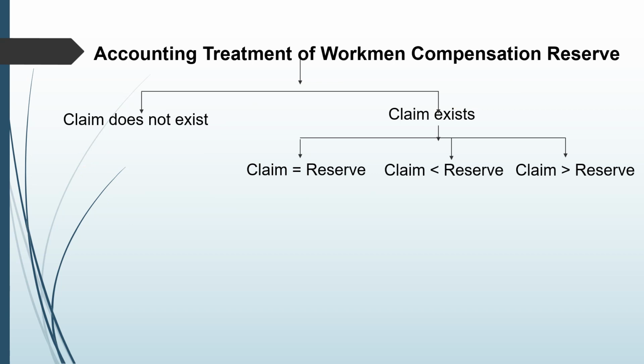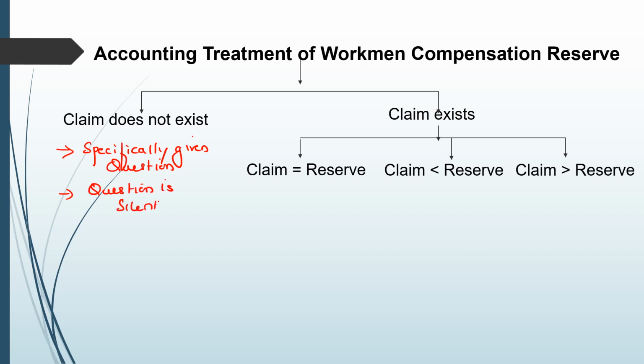Now, these are the different situations you will encounter, the different ways in which you have to treat the Workmen Compensation Reserve. First, there might be no claim at all, so the claim does not exist. The other situation is where a claim exists. If the claim does not exist, how would you know? One, they would specifically state in the question that there is no claim. Then you know that there is no claim, and you would deal with it appropriately, which I'll explain with an example in the subsequent slide. The second is when the question is silent.